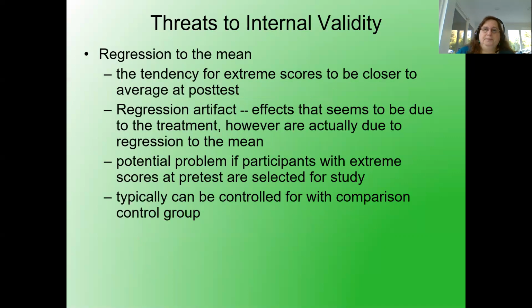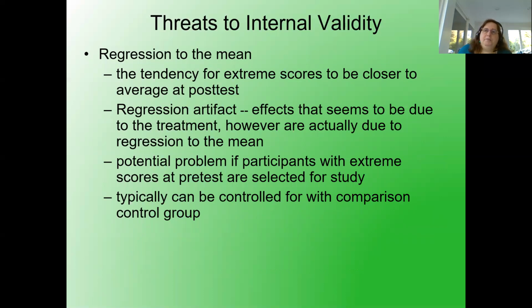Now the next one is kind of funny. It's called regression to the mean. And it sounds kind of like magic, but it tends to be true. It's a statistical phenomenon. It's the tendency for extreme scores to be closer to average at post-test. And a regression artifact is an effect that seems to be due to treatment, but it's actually due to regression to the mean.